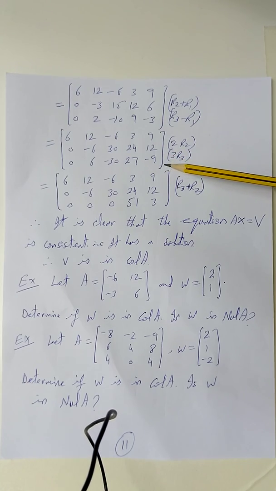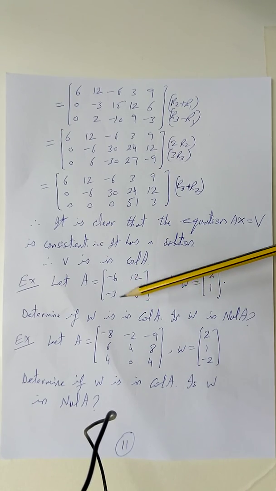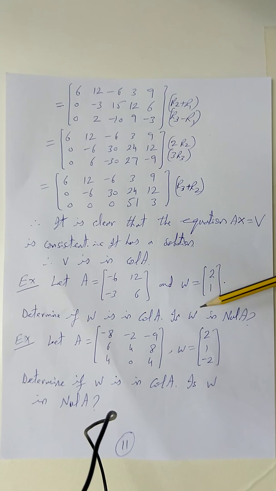Now time is for homework. Let A be this matrix minus 6, 12, minus 3, 6, and W is 2, 1. Now you have to check if W is in column A or W is in null A or not. Similarly, in another example for homework, let A be equal to minus 8, minus 2, minus 9, 4, 6, 4, 8, 4, 0, 4, and W is 2, 1, minus 2. Again the question is whether W is in column A and is W in null A.